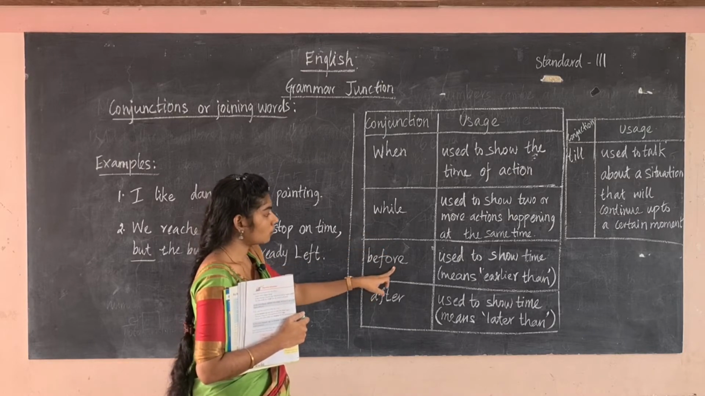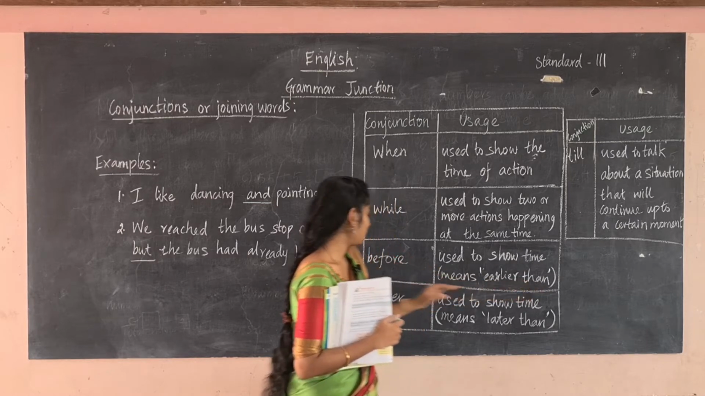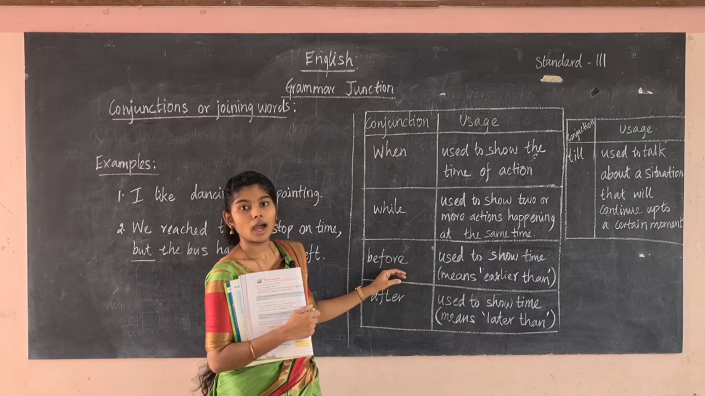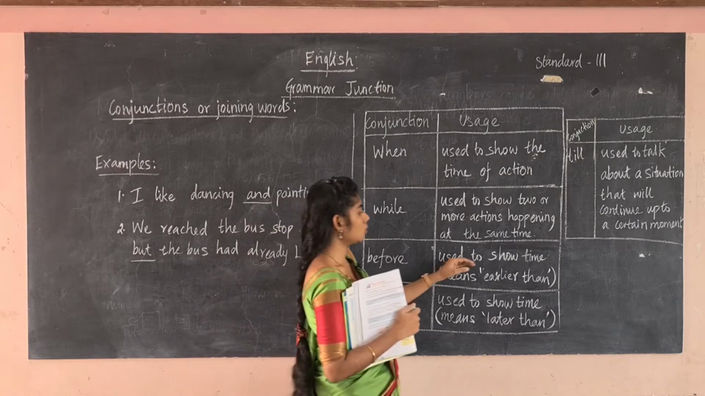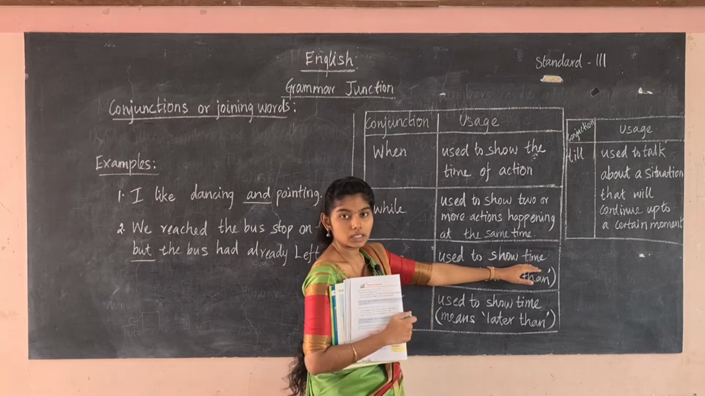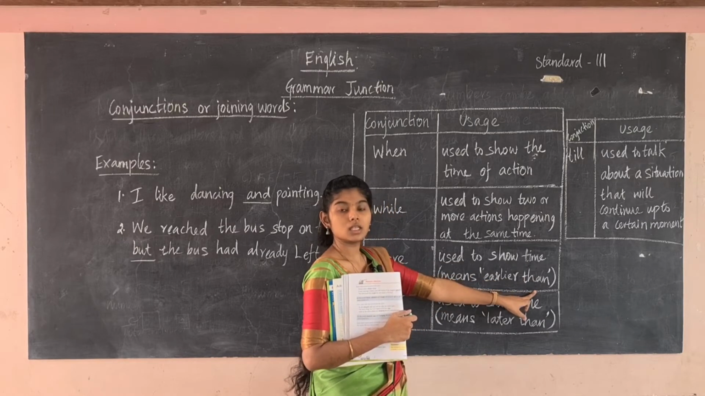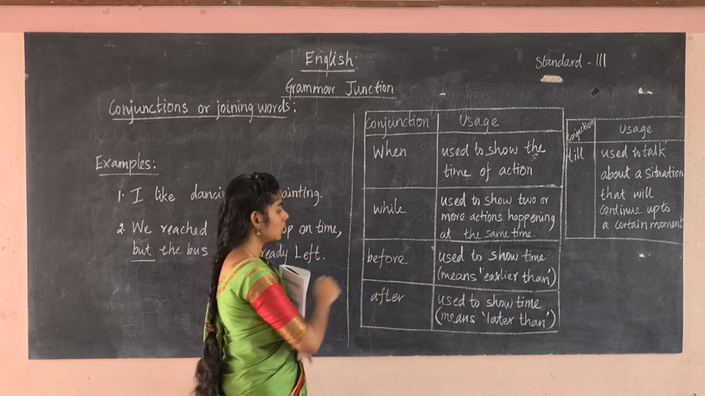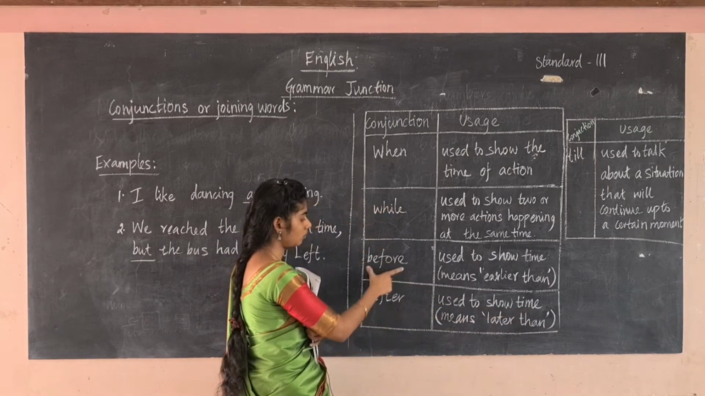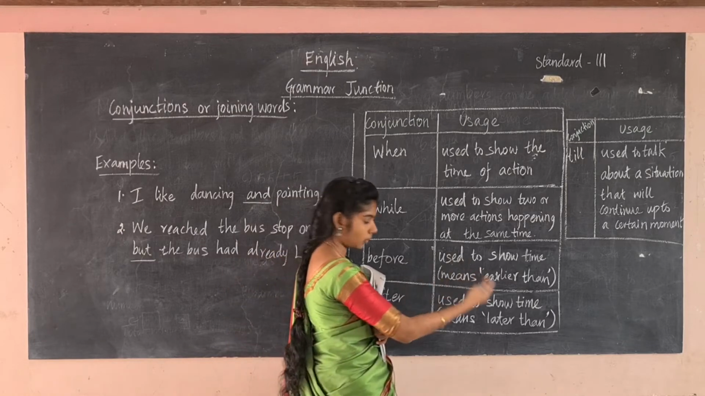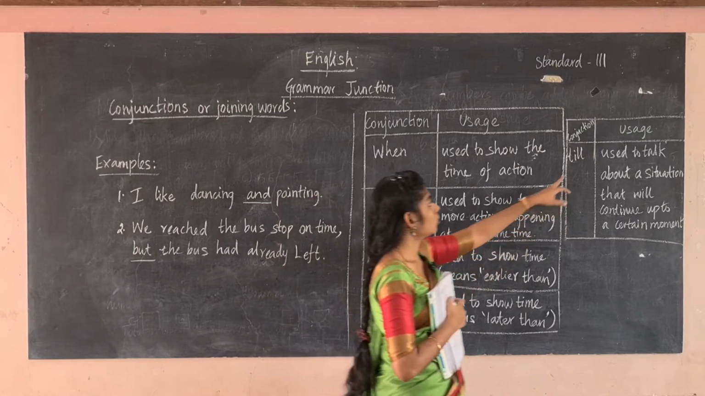And here, before. Before is used to show time, meaning earlier than. Before means earlier, what has happened beforehand. After means afterwards. Earlier than means beforehand, sooner. So this is where we will use before. And after is used to show time. This is also showing time, before and after. After means later than, afterwards. Then the word till.